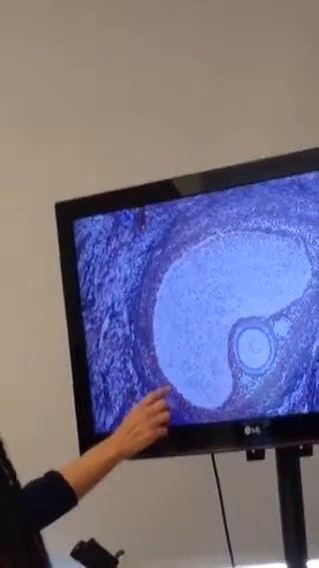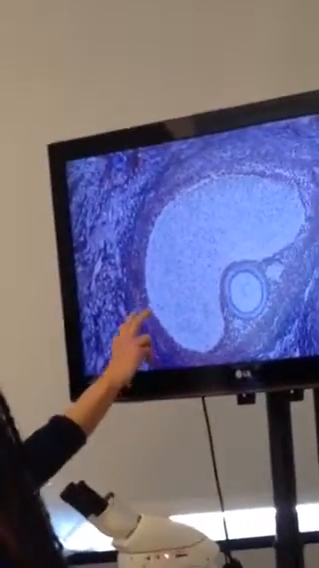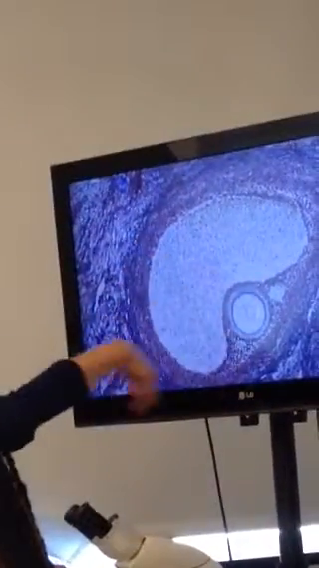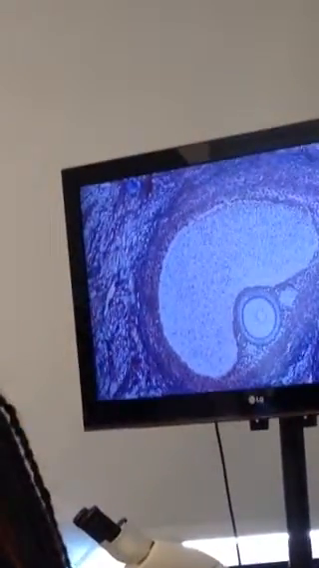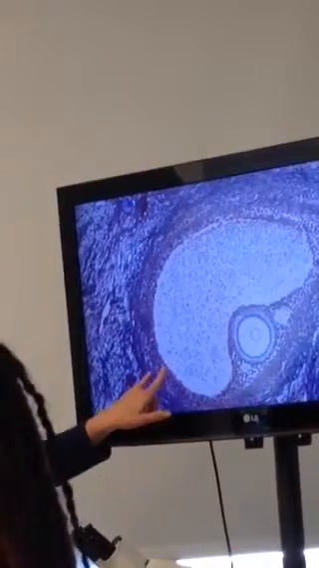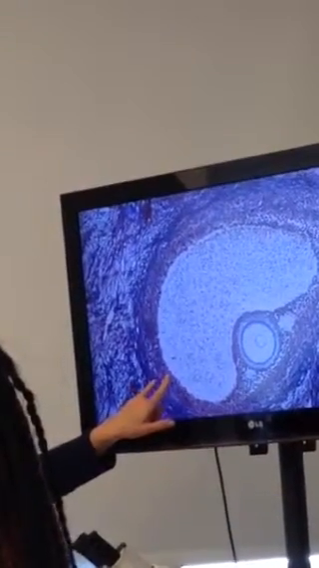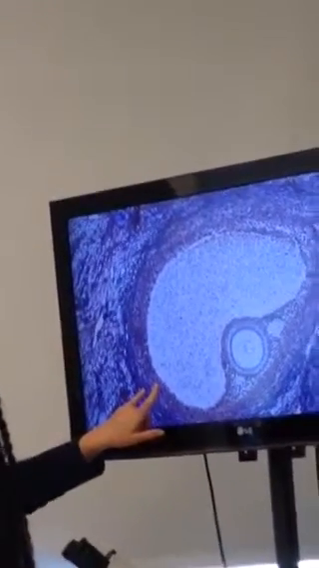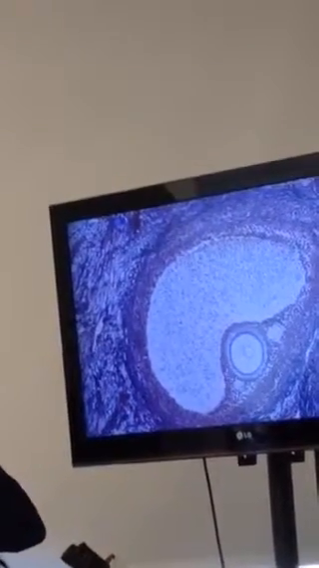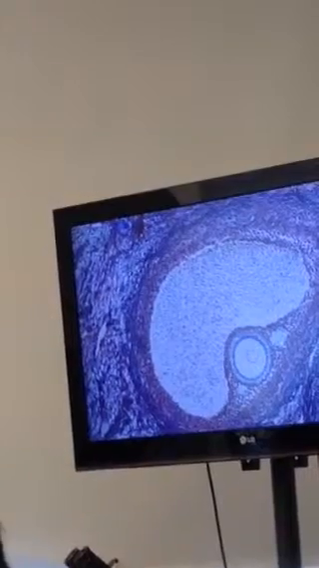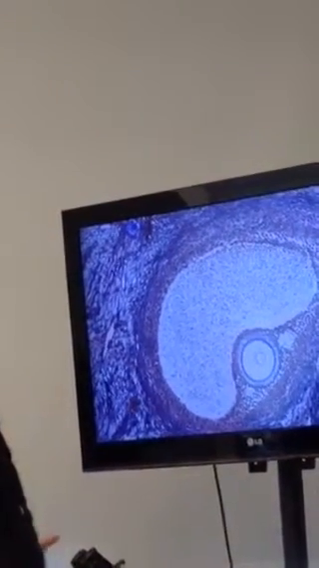So the tertiary follicle, or graafian follicle, makes estrogen. Does it make progesterone? No, it does not. No follicles make progesterone. Something else makes progesterone, but none of the follicles do. So that's the tertiary follicle.